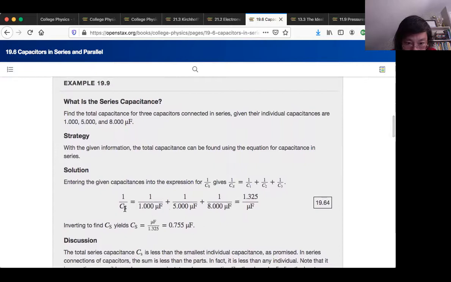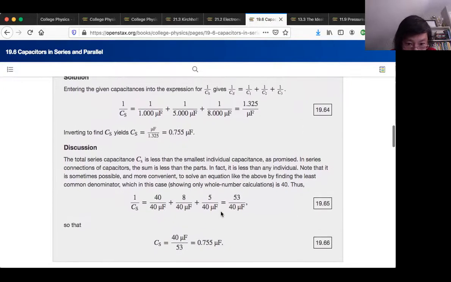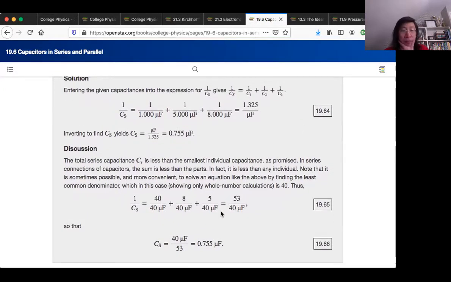And look, the capacitance for the entire 3 capacitor series is less. It's 0.775 in this case microfarads compared with each of the individual ones, 1, 5, and 8 microfarads. Isn't that interesting? Well, I think it's interesting. That's cool. All right, so what does that mean?